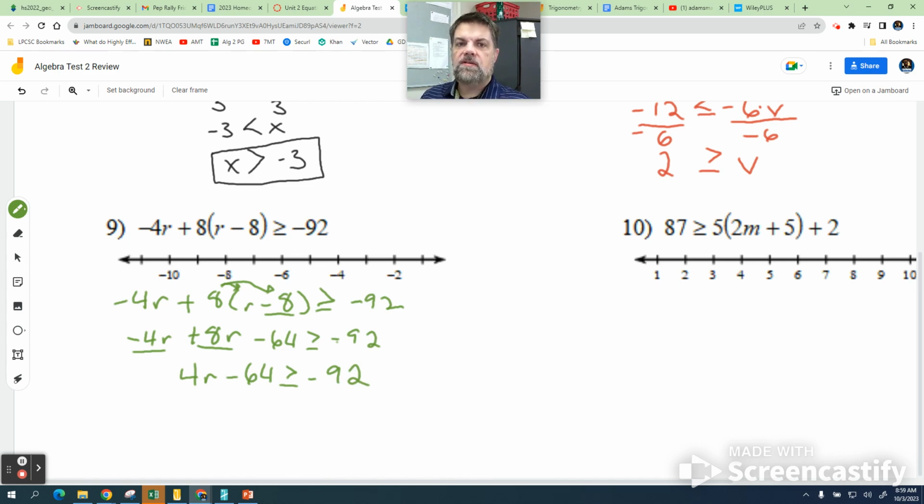All right, so now we need to do what? We want to get r by itself, so do I move the 64, the negative 64, or the 4? The negative 64. How do I get rid of that? Add it. Yeah, it's really subtracting 64, so we're going to add 64 to both sides.